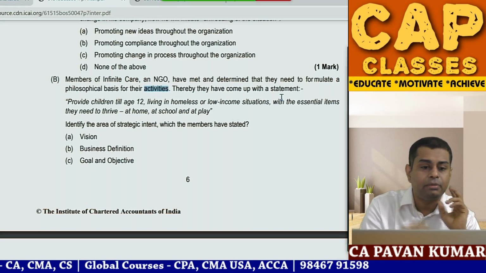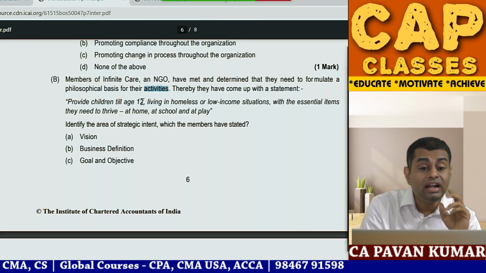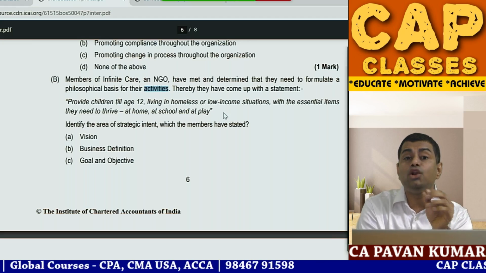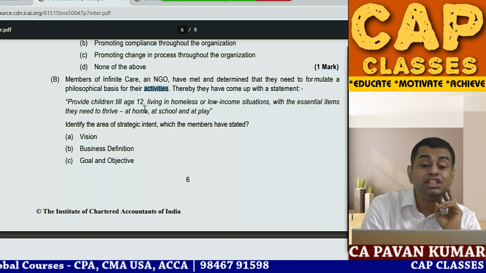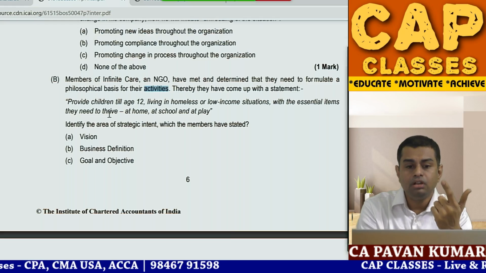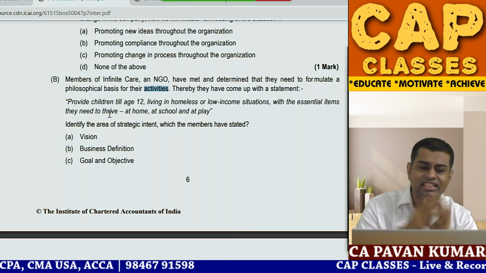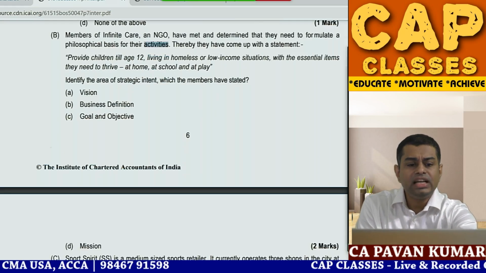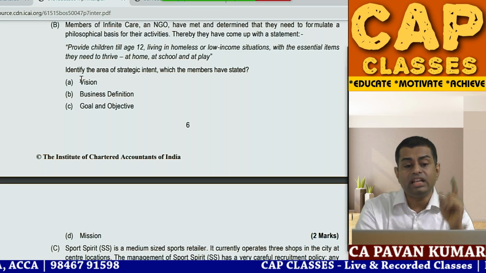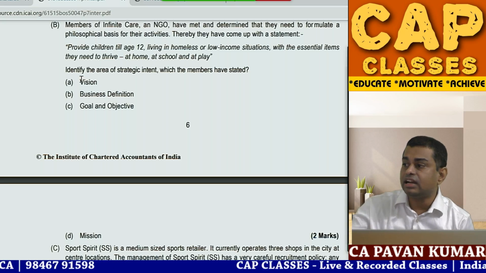They have developed a statement: provide children till age 12, living in homeless or living in low income situations, with the essential items they need to thrive at home, at school, at play. What is this? Is it a vision statement? Is it a business definition? Is it goal and objective? Is it mission? A, B, C, D. You tell me what is the correct answer you think.